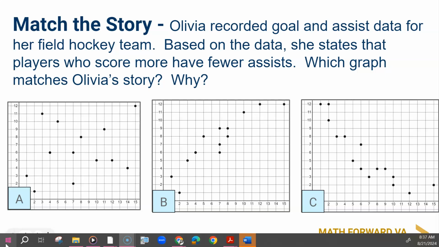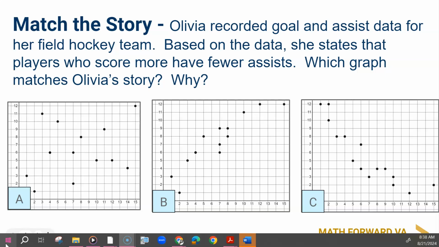Jonna. Why? Because of the negative correlation. Why do you think it's a negative correlation? Because one number goes up, the other goes down. Exactly. So as one number goes up, the other goes down. These numbers keep going up, but these numbers keep going down. That makes that negative correlation.